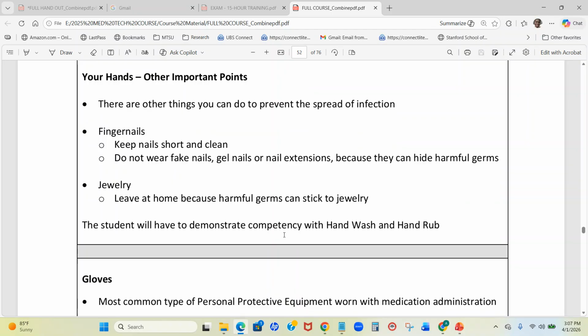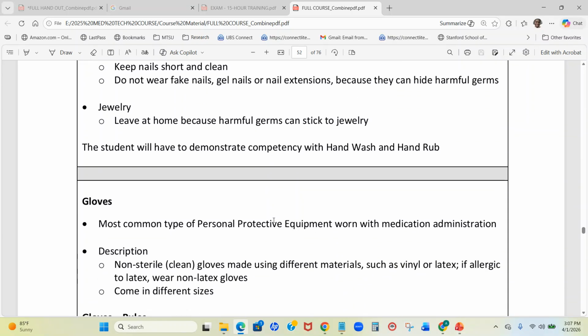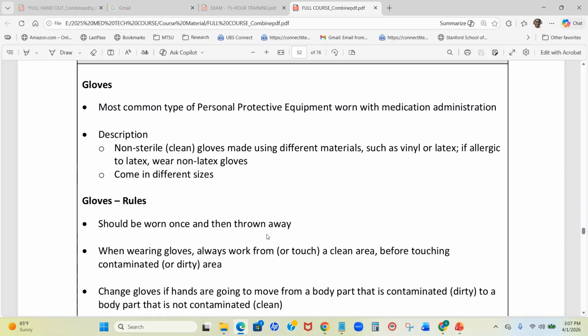And this can be harmful to your residents. Leave your jewelry at home. The workplace is not a fashion place. Nobody is coming there judging you by your appearance. You just need to appear in your scrubs, and be decent and simple. As simple as that. The student will demonstrate the hand washing and the hand rub when we meet in the skills lab.